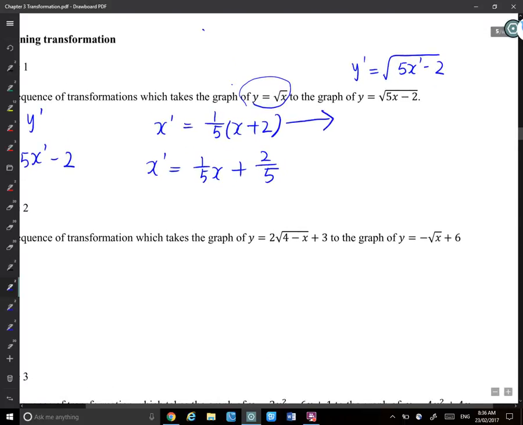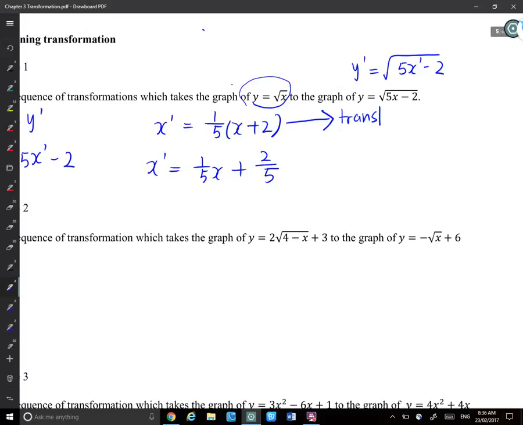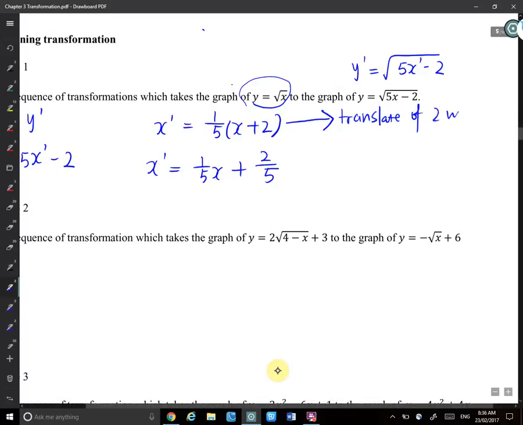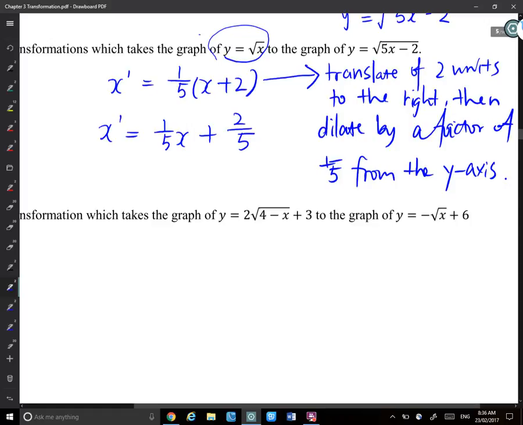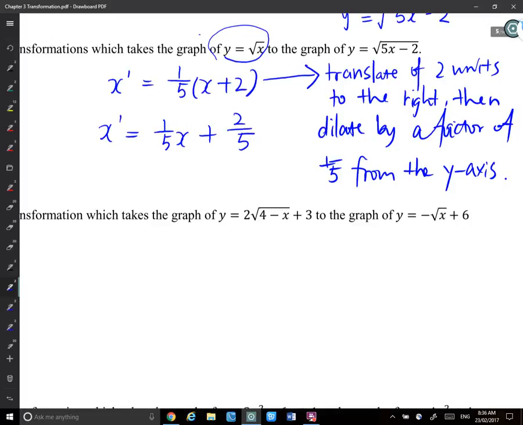If you have your equation in this way, you will say there's a translation first. The order of translation, dilation, and reflection does matter. That will be the same as your calculation order. For this one, you calculate plus 2 first, so you need to talk about translation first and then followed by a dilation. So it's a translation of 2 units to the right, and then dilate by a factor of 1/5 from the y-axis. It's changing the x value, so it's from the y-axis. It will be the same as your calculation order: plus first is the translation first, and then the dilation.